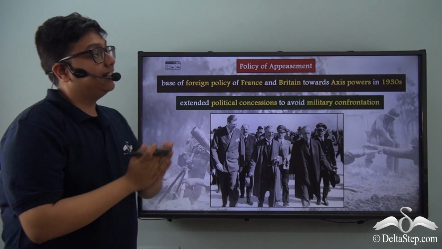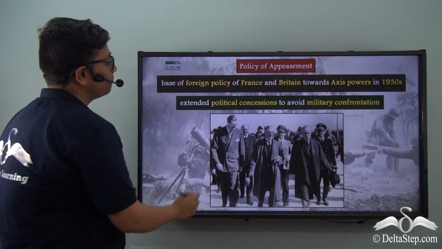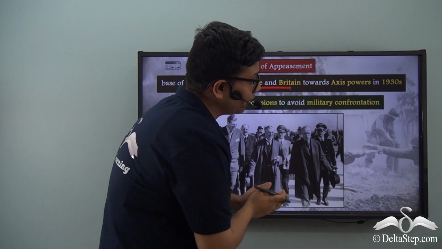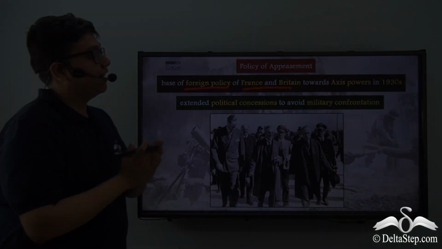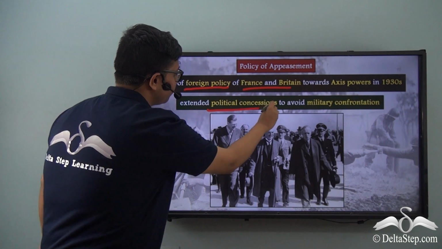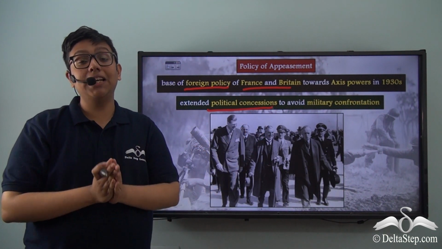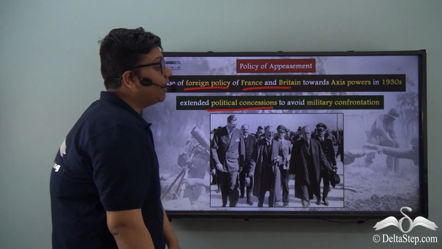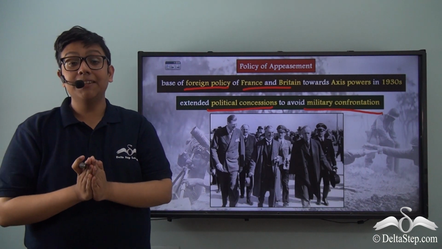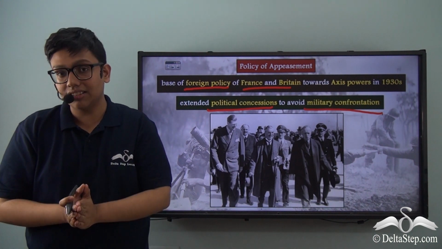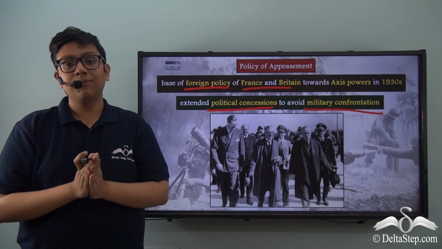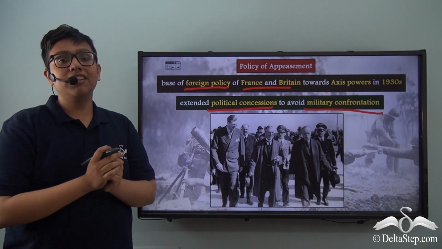And in fact, this policy of appeasement became the base of foreign policy of France and Britain towards the Axis powers in the 1930s. And through this policy, the allied nations extended political concessions or accepted various political demands made by the Axis powers to avoid any form of military confrontation or any form of war or conflict between the Axis nations and the allied nations. Over here we see a picture of Prime Minister Neville Chamberlain visiting Germany, one of the many visits he did while he was following the policy of appeasement.